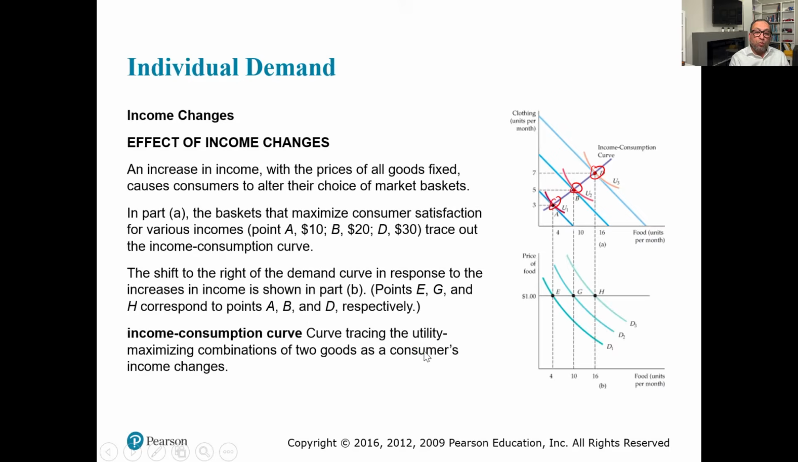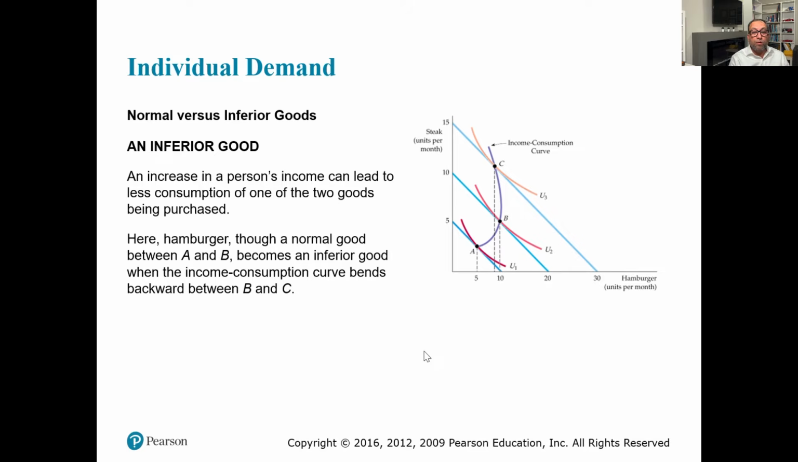For inferior goods, we know the relationship of an inferior good with income is that as the income increases, the consumption of that particular good decreases. So if we trace an income consumption curve for inferior goods, it is going to be upward sloping. But we can see here that the curve between A and B is upward sloping, and then it starts sloping downward from B and C onward. This is the income consumption curve.